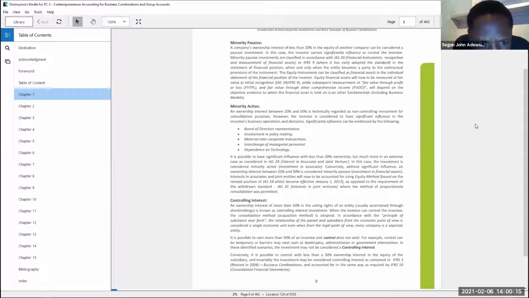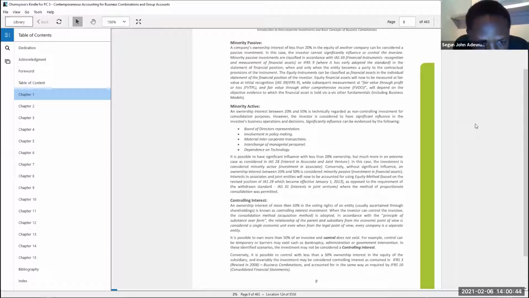Interests in associates and joint entities are now to be accounted for using the equity method, based on the revised position of IAS 28, which became effective January 1st, 2013, as opposed to the requirements of the withdrawn standard IAS 31, interest in joint ventures, where the method of proportionate consolidation was permitted.